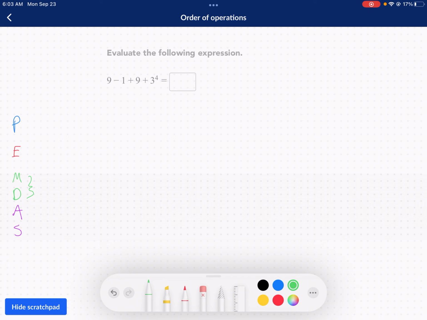So if we're approaching this problem right here, we're just going to start: are there parentheses? No, there's not. So we can move on to the next thing. Are there exponents? Yes, there are exponents. There's an exponent right there. That means we have to settle this first before we do anything else in the problem.